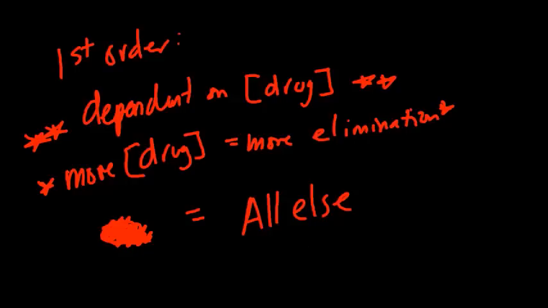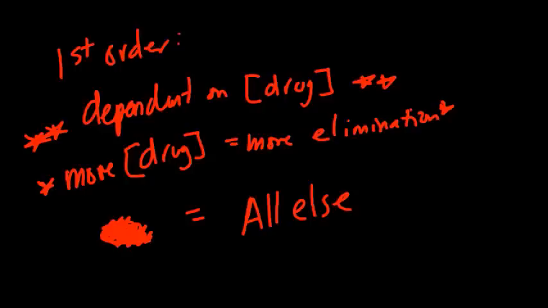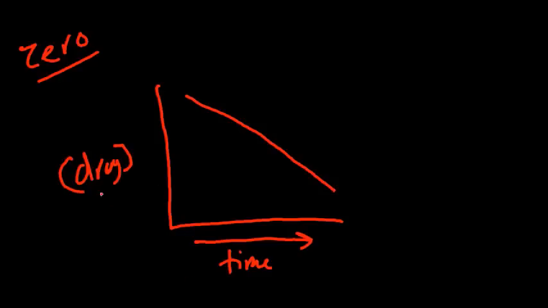Now I said that we're getting rid of it at a constant rate. It doesn't matter how much drug is in our system, we'll have a linear elimination curve. Because as time goes on, we'll have a linear slope because of our constant elimination. We could have 10 million, or we could have 1. We'll get rid of it at a constant rate.